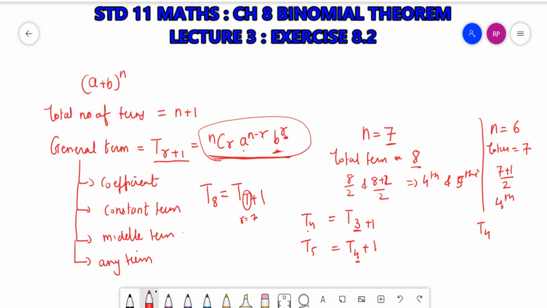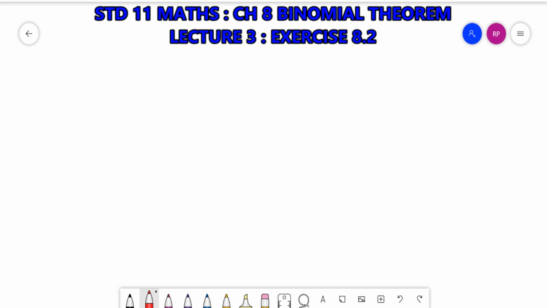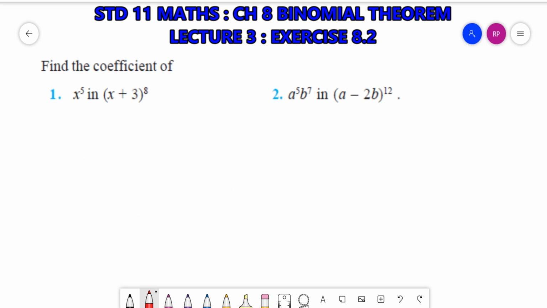Okay, now let's start with question 1 of exercise 8.2. Question 1 and 2. Find the coefficient of, first, x raised to 5 in (x plus 3) raised to 8. So a is equal to x, b is equal to 3 and n is equal to 8. Okay, so let's start with the formula for the general term. T(r+1) equals nCr a raised to n minus r, b raised to r.